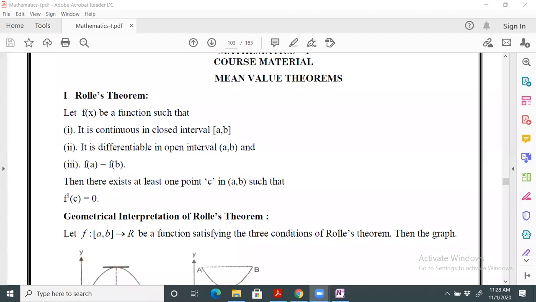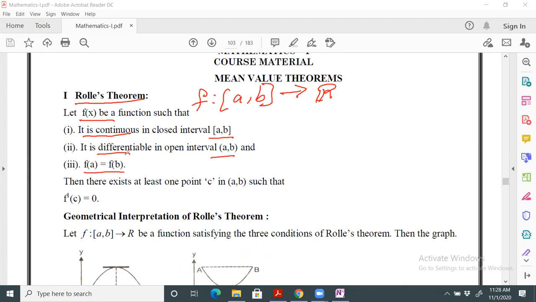The general statement of Rolle's theorem is: let f of x be a real valued function, f from closed interval a comma b to R, such that first, it is continuous in the closed interval a comma b, second, it is differentiable in the open interval a comma b, and third, f of a equals f of b.